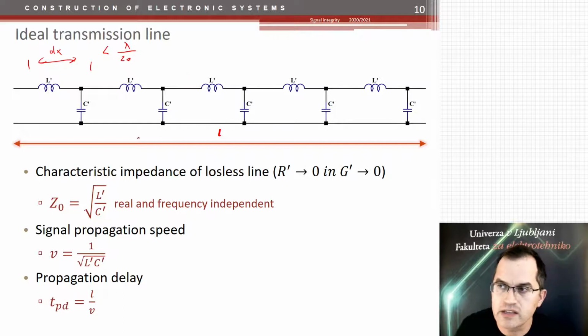Now, the characteristic impedance of the lossless line, where the resistance and conductance go to zero, is simply this equation here. And it's real and frequency independent. This is what you should remember. The signal propagation speed then forms this equation here, and this is another equation to remember. And finally, the propagation delay is just the time needed for the signal to travel along the length L. So that's the third equation. The higher the speed, the shorter the propagation time.